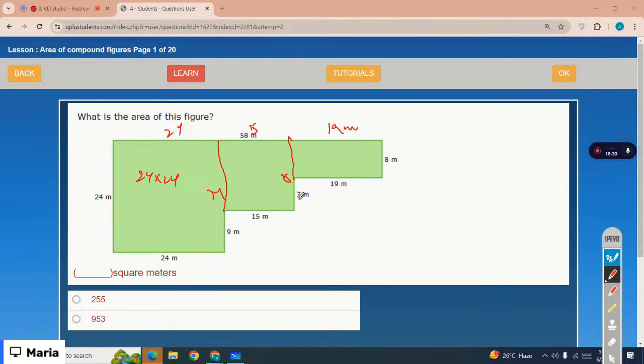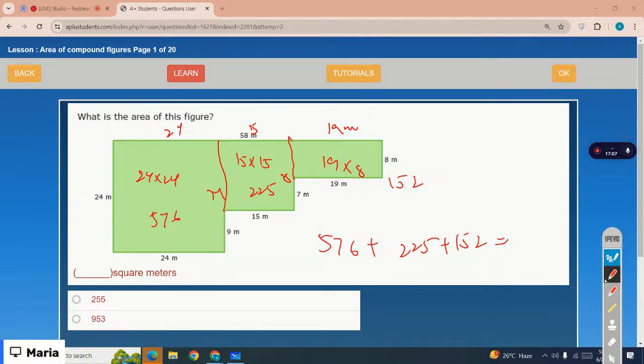For this one, it is 7 and 8, 15. 15 times 15. For this one, that is 19 times 8, right? So 24 times 24 is 576, 225, and then 19 times 8 is 152. You have to add all of them. With 576 plus 225 plus 152, you can have the answer. That is 152 plus 225 plus 576.